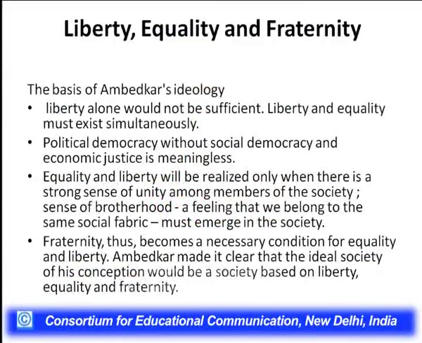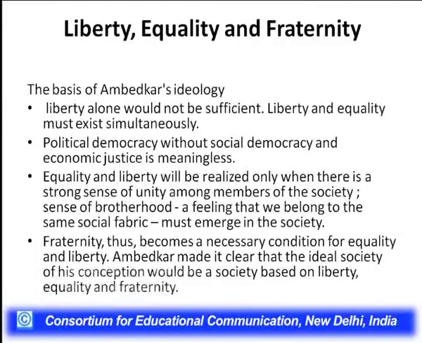Then another very important principle that must be discussed with reference to Ambedkar and with reference to the Constitution is the idea of equality, liberty and fraternity, which of course is the focal point and the cornerstone philosophy of the Indian Constitution. And the basis of Ambedkar's ideology was that liberty alone cannot be sufficient. In fact, liberty must exist together with equality. So liberty, only if it exists with equality, is of any use. So what benefit can poor people, can low caste people enjoy if they have freedom but they are not equal? So it is of no use.